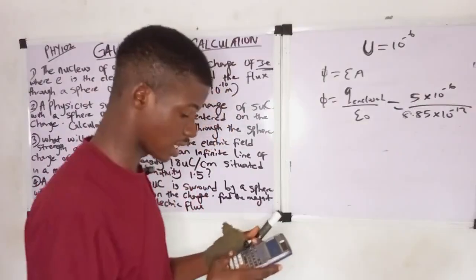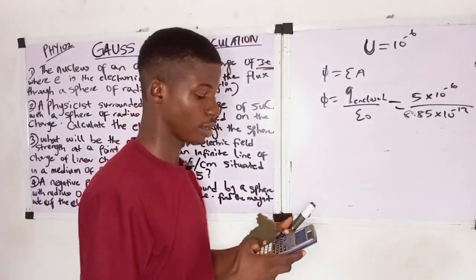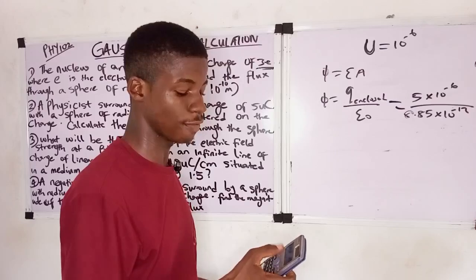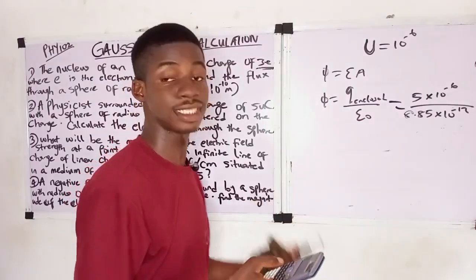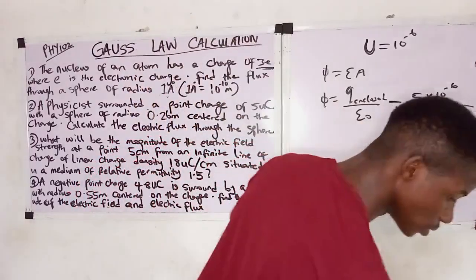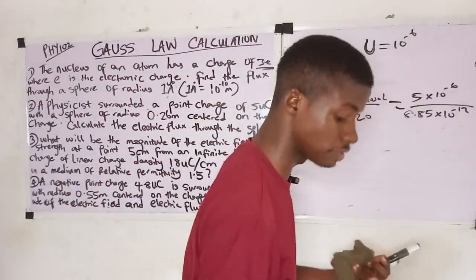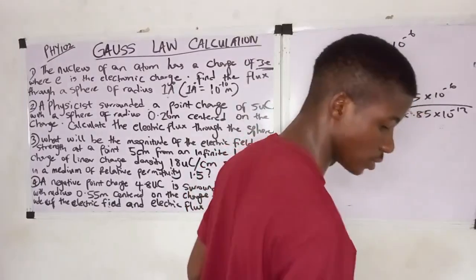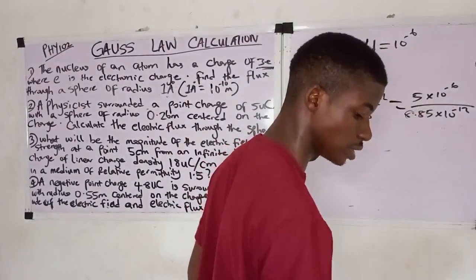8.85 times 10 raised to the power minus 12. So if we do it, our answer is 5.65 times 10 raised to the power 5. Okay, so we can say 5.65 times 10 raised to the power 5.